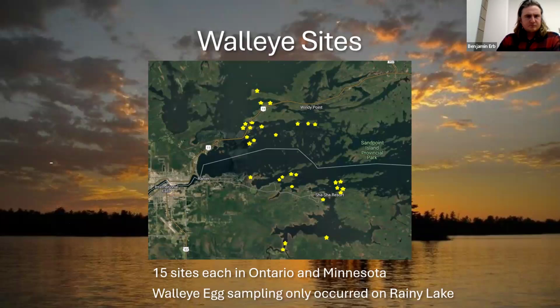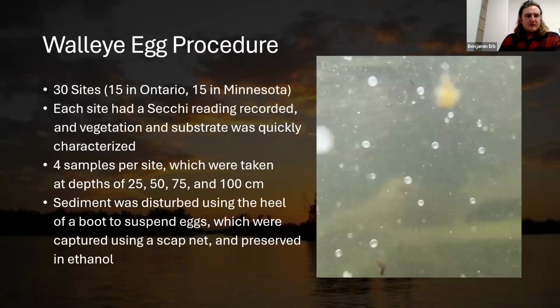The procedure we used, each site we had a Secchi disc reading recorded, and vegetation and substrate were quickly classified at each site. And we took 4 samples at each site at depths of 25, 50, 75, and 100 centimeters of water. This was done by disturbing the sediment with the heel of a boot to suspend the eggs into the water column, which were then captured using a scap net. These are the same methods used by Pappenfuss back in 2012.